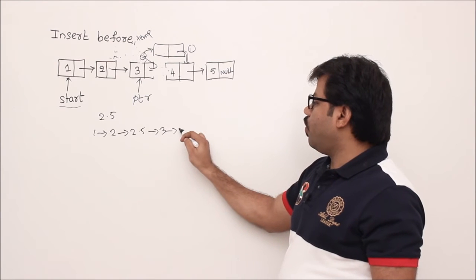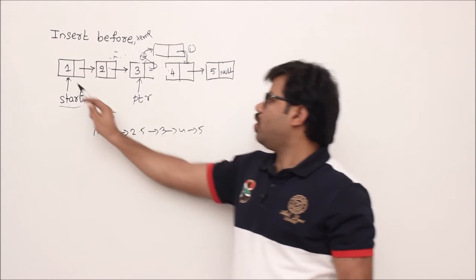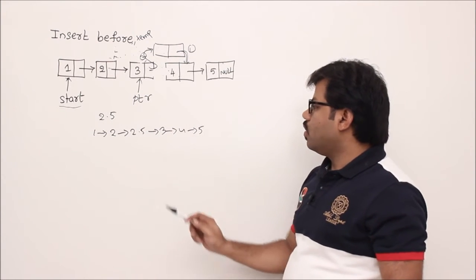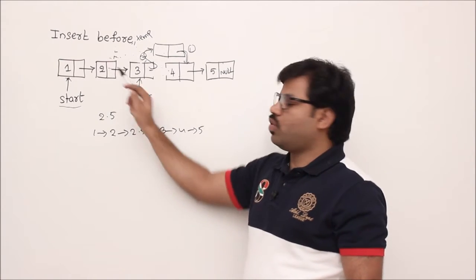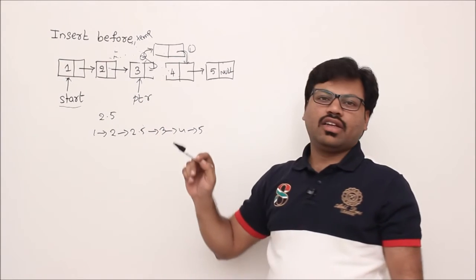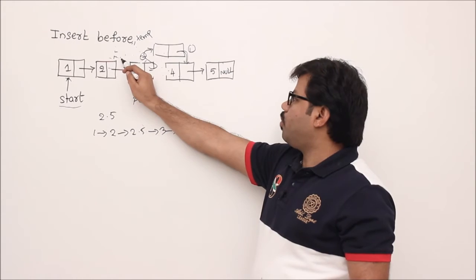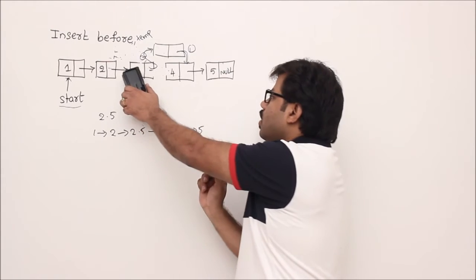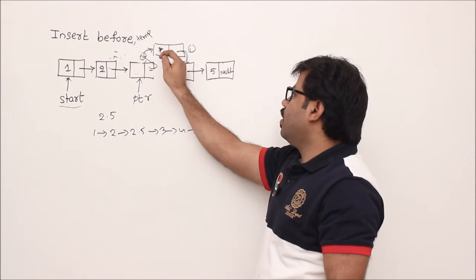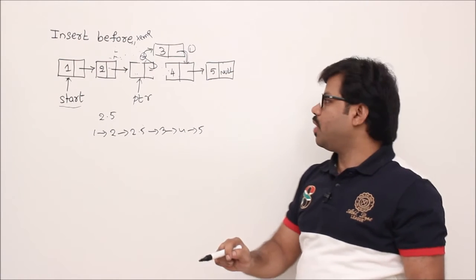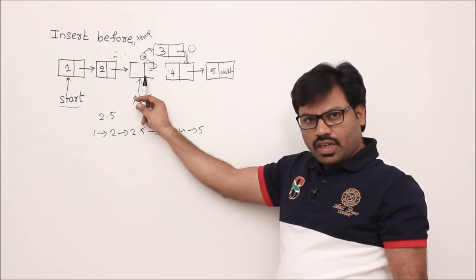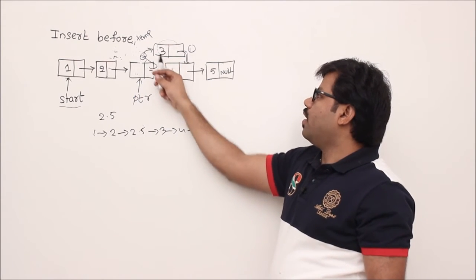After that 3, 4, 5. Correctly see the output? 1, 2, 3, 4, 5. So here 2.5 should go after 2. But after 2 we have 3. However, I can't keep 2.5 here. That's why the trick is move this 3 to here. Done. We can do it because already we know the pointer to 3 and we know this pointer also.